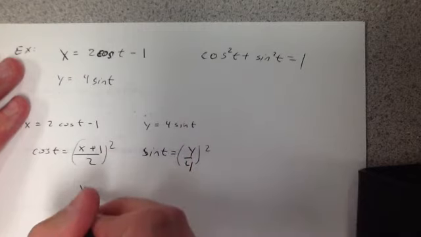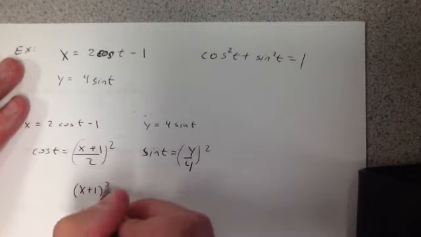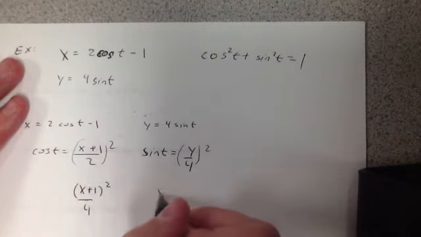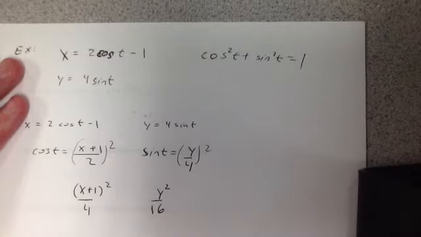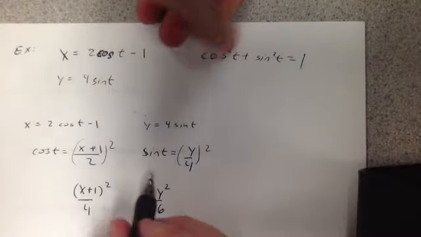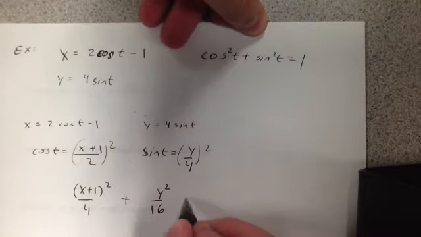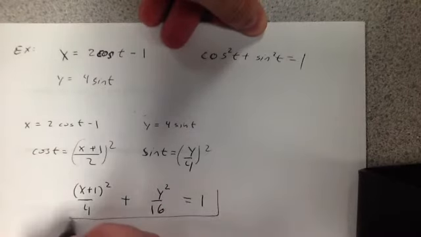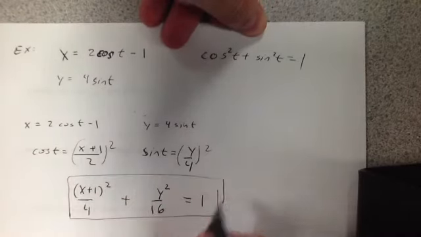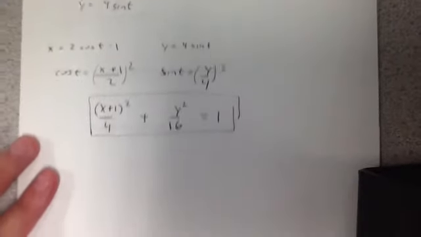And then we're just going to square these. This becomes x plus 1 squared over 4. This becomes y squared over 16. And according to my Pythagorean identity, I just add those together and set it equal to 1. We can even do more complicated ones.